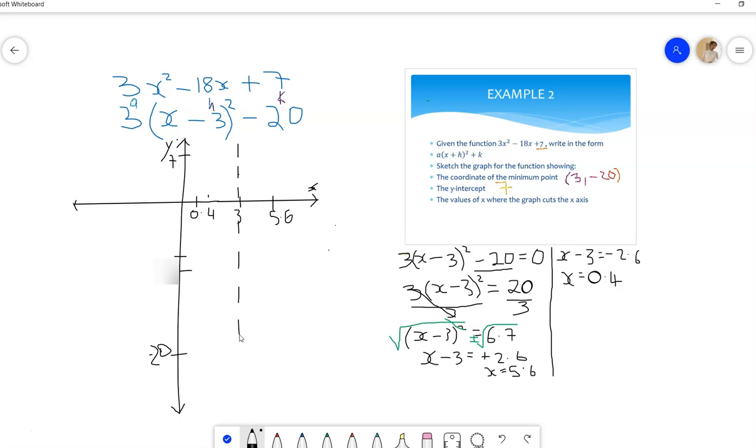Next thing to note is that the minimum point is 3, negative 20. So I'm going to highlight that point right here. That's the point, 3, negative 20. Our curve must pass through this point. And our y-intercept is 7, so our curve must also cut the y-axis here at 7. Seeing that it's all the way up there, I'm going to pass through that first. It must pass through the x values that we found, so that's 0.4. Then go up through the point and pass through our other x point. And that is a sketch of our curve.